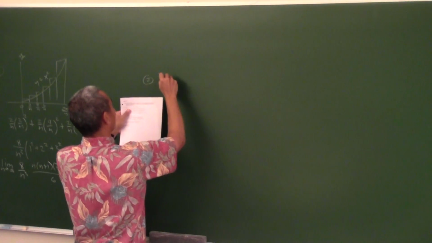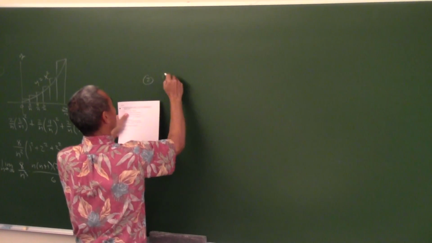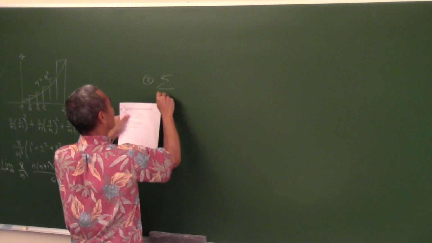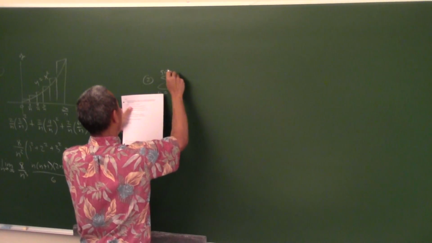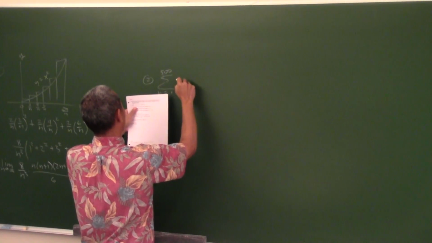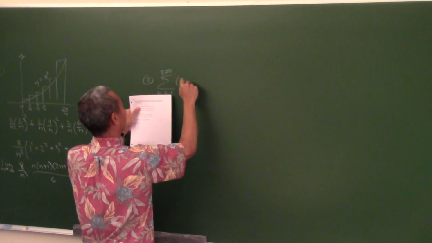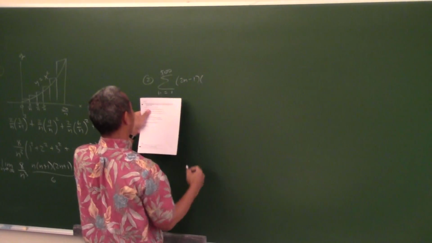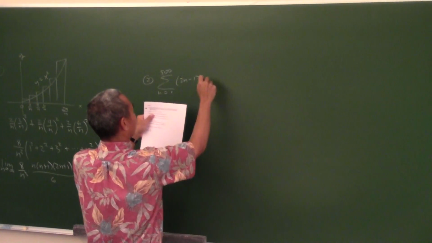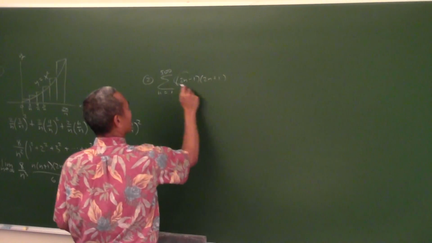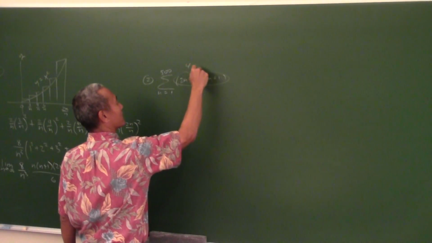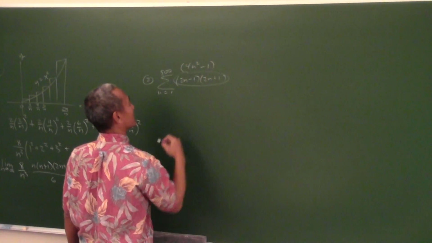Okay, number 2. So the first thing we need to do is write it in sigma notation, and we have 500 terms, don't we? And so how do you generate 1, 3, 5? That would be 2n minus 1. And how do you generate 3, 5, 7? That would be 2n plus 1. And then you multiply that out and you got 4n squared minus 1.